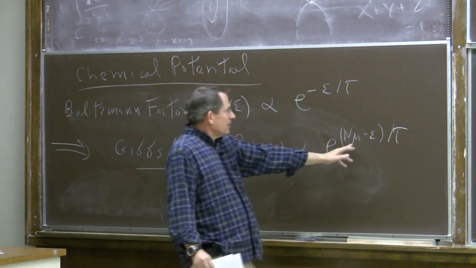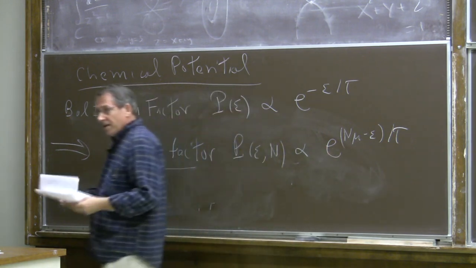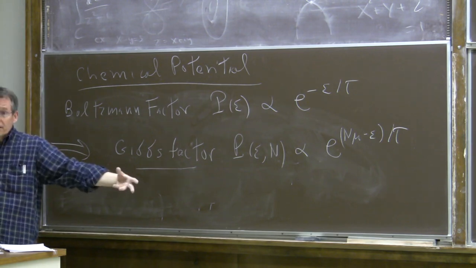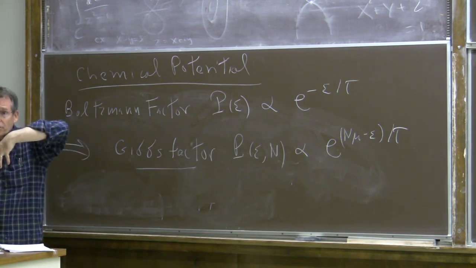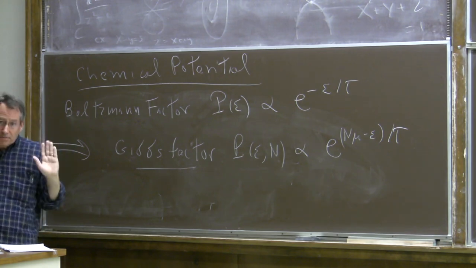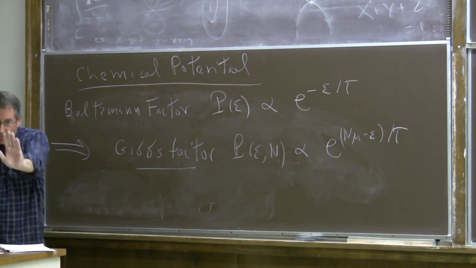And the chemical potential is telling us something similar. If we increase the chemical potential of the reservoir, that makes it easier for the system to pick up particles from the reservoir. Increased chemical potential means we're pushing particle number into the system.